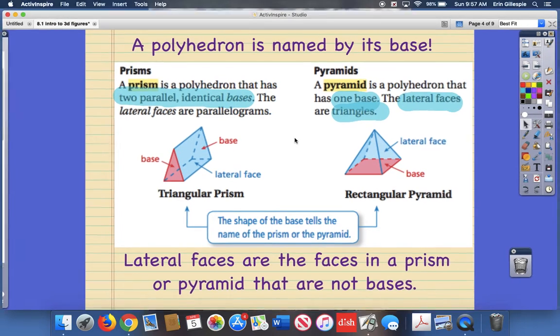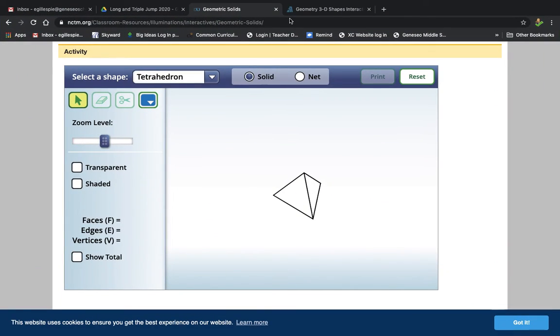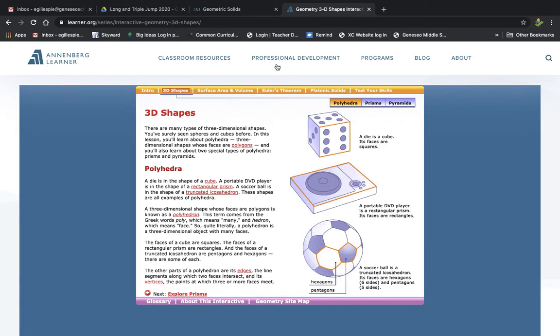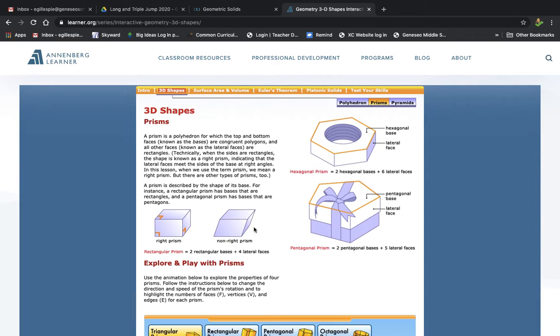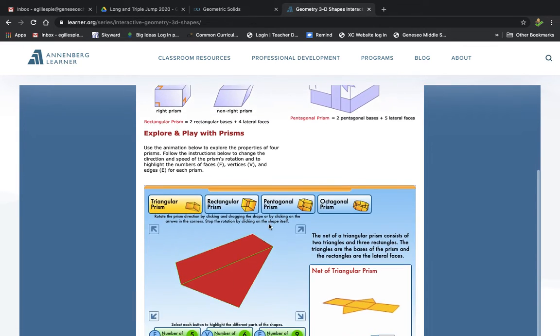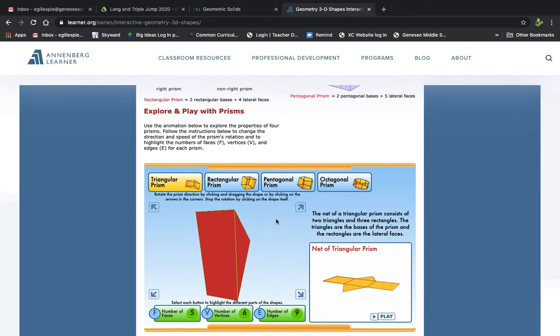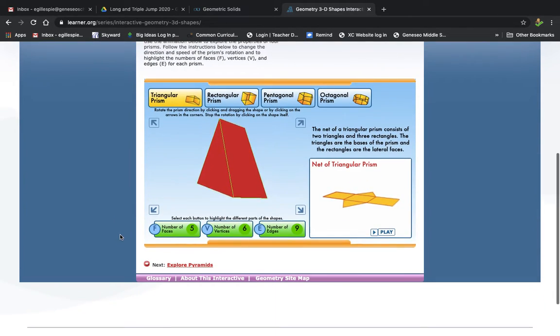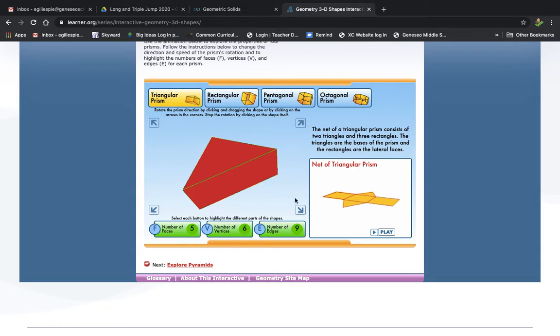Let's actually go to the other website that I linked for you guys. So it takes you to this page, I believe, by default. But then if you look down here, see where I'm moving my cursor, it says Explore Prisms. If you scroll, this is going to let you kind of play around with some stuff, okay? So it'll give you the net, which is nice. It's moving around. If you click on it, it'll stop, and then you can kind of control how you want to look at it.